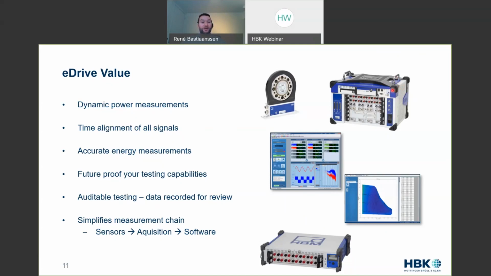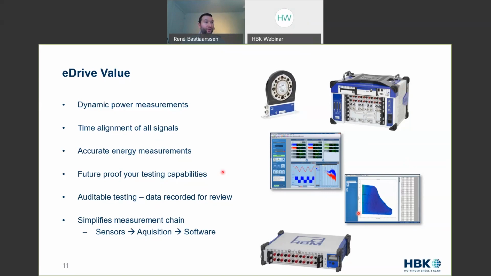It also simplifies the measurement chain, as we can supply sensors, acquisition, and software. Here we see the example of the torque transducer, and you can also consider current transducers, accelerometers, you name it, the acquisition system itself, and the suite of software. Here we see the real-time display used during any power measurements. And what we see here is the post-process analysis, like a motor mapping being done in the same suite of software.